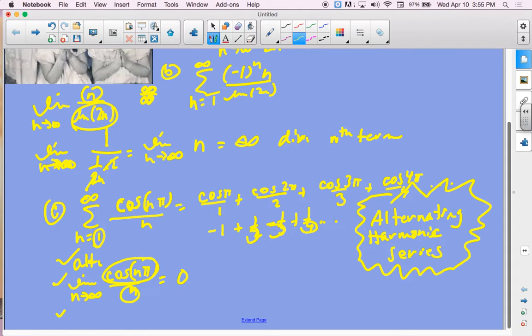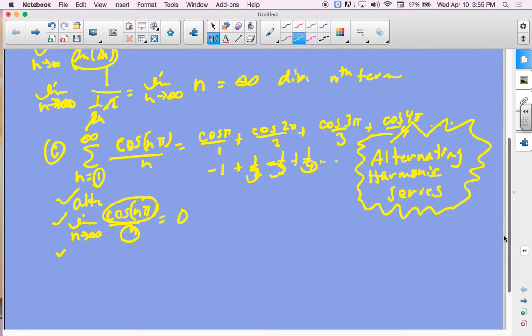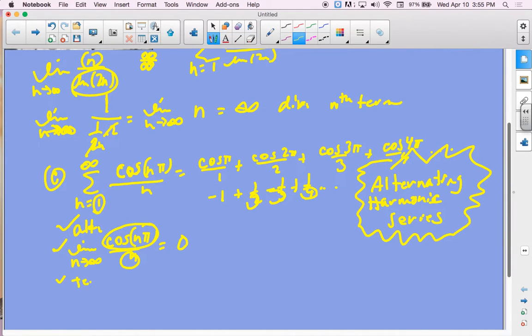And then the third thing you have to have for the alternating series to converge is the terms have to be decreasing as you go. I know that may sound weird, but they have to be smaller than the one before it, and that does not always happen on certain series. But this one is decreasing as it goes. And so the alternating harmonic series converges.